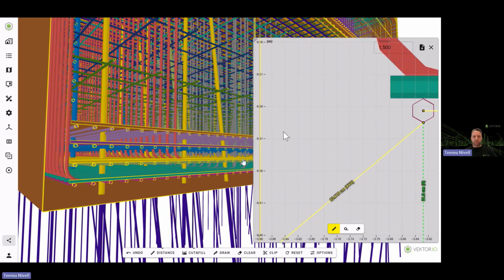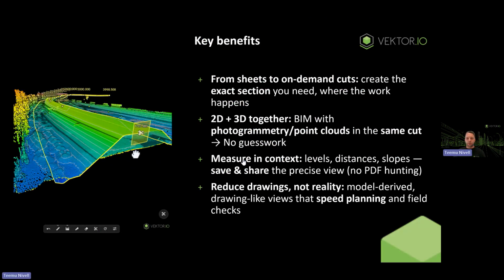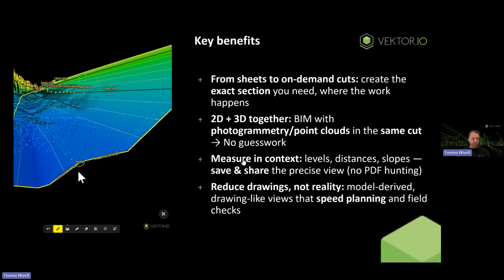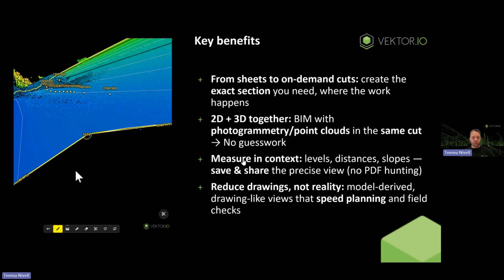Good. Let's move on. Key benefits. To wrap up this theme, the shift is from static sheets to on-demand sections. We create a precise cut where the work happens. Each section shows 2D and 3D together: BIM with photogrammetry and point clouds. We measure in the section, levels, distances, slopes, and share that exact view with a link instead of changing PDFs. And I want to emphasize again, we are not claiming the drawings are gone overnight, but these drawing-like views already reduce the need for drawings, and it adds more value to the site crew.